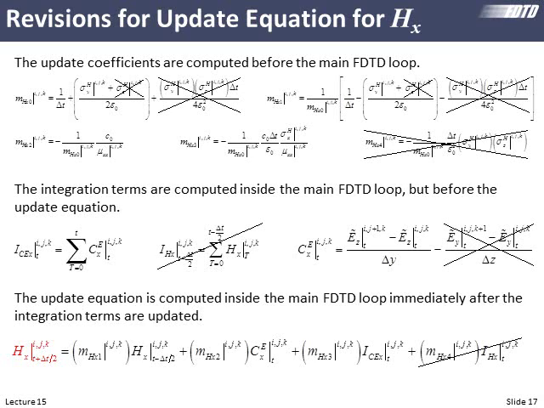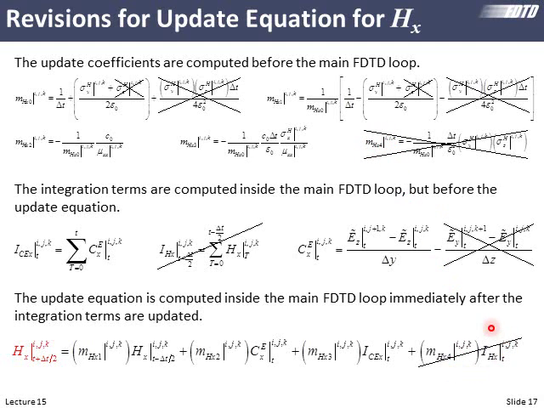So here's how we would revise the update equation for hx. Anywhere I see a sigma sub z, so for example here, and here, and here, and here, and here, those are zeros. So if we set those to zeros, a lot of stuff cancels. We also see that this entire update coefficient cancels.